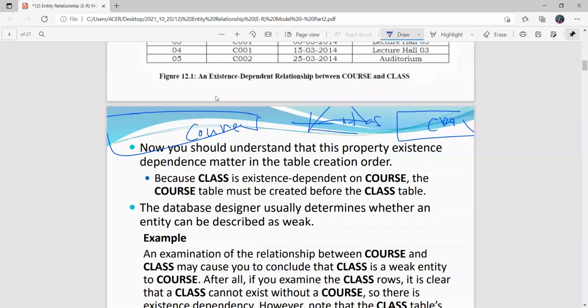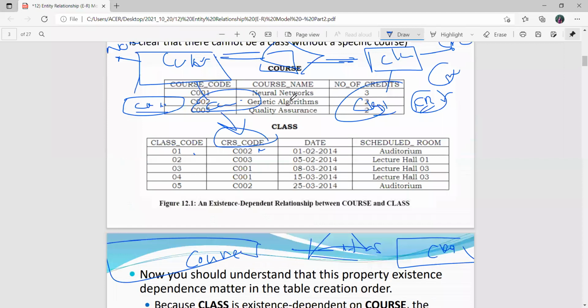This class is existence dependent on the course. The course table must be created before the class table is created. In a database, it is needed to create the course table before creating the class table, because this is from this table. So if you need to insert the values, this value should be available in this course table. So it is needed to create this one first, this one second.